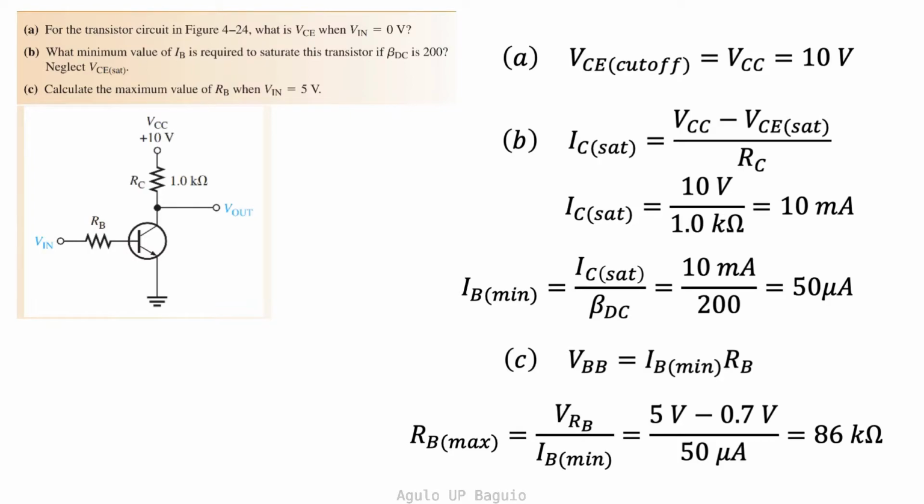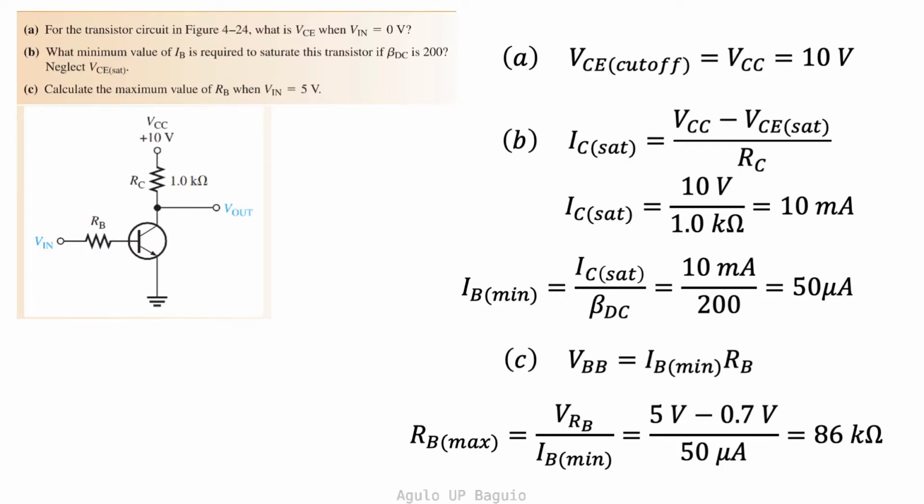Let's again consider this example. For the transistor circuit given below, what is VCE when Vin equals 0 volts? If there's no input voltage, then VCE is just equal to VCC. Since VCC is equal to 10 volts, then VCE is also equal to 10 volts. What minimum value of IB is required to saturate this transistor if BDC is 200?